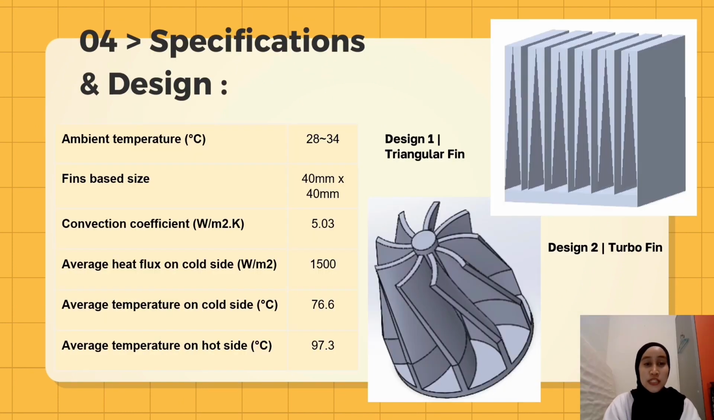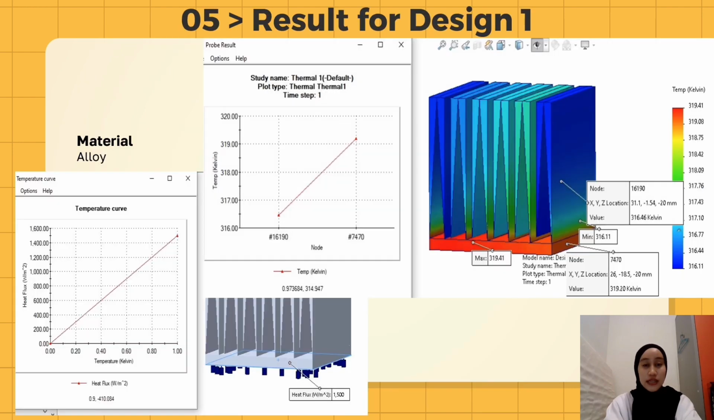Next is specification and design. These are the specifications given for the task for design 1 and design 2 of fin surface. Next is the result for design 1. Design 1 is called a triangular fin. The material that is used is alloys.